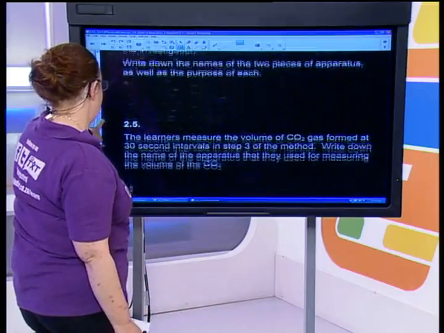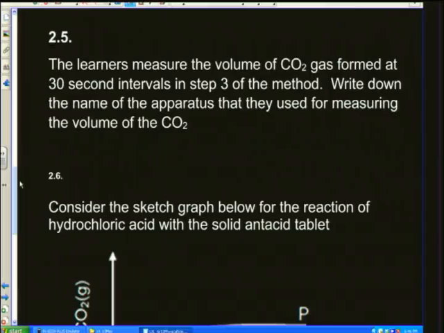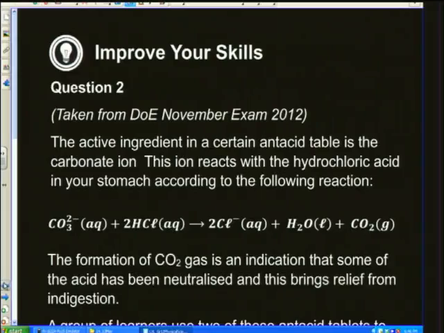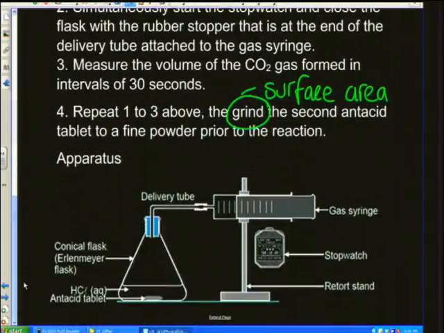Then they say to you, the learners measure the volume of the CO2 gas formed in 30-second intervals in step 3. Write down the name of the apparatus that they used for measuring the volume. So we go back here and we ask, where are they measuring the volume? This one's a bit of a giveaway because it's here with the gas syringe. Look back at the question, okay? They didn't ask you to make it up, but it's in the gas syringe.